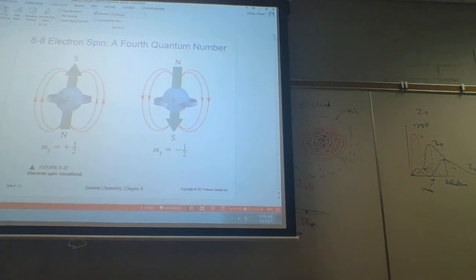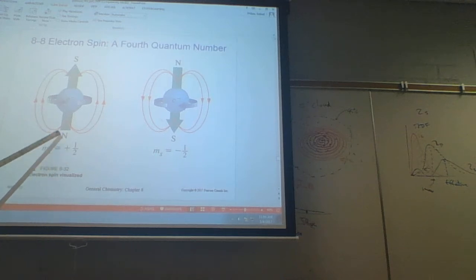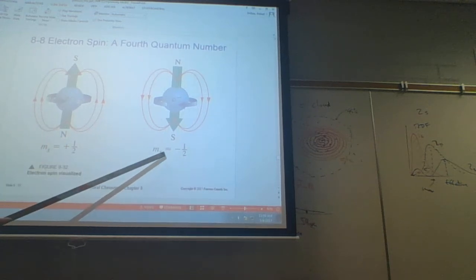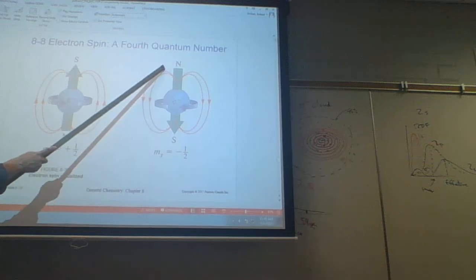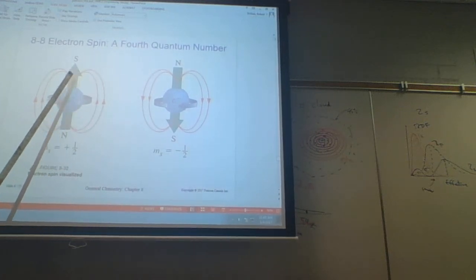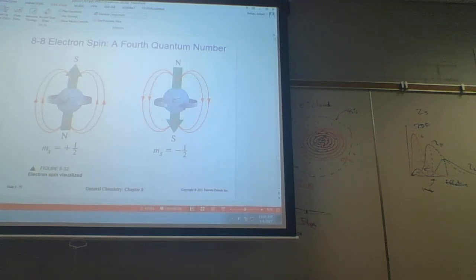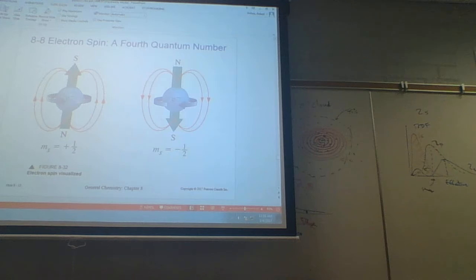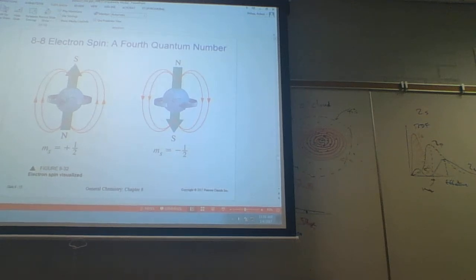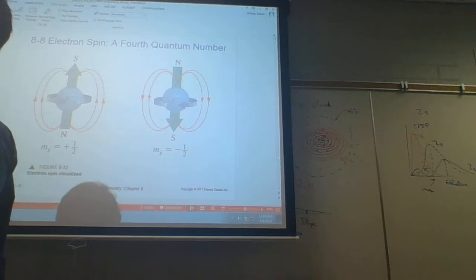And it turns out that there are only two spin orientations allowed. There's one that we call plus 1/2, shown here, and one that we call minus 1/2, shown here. And you don't have to know which pole is up or which pole's down. The arrow's pointing to the south pole here, which is fine. Usually we think the north pole's at the top, but it doesn't matter. We aren't going to worry about this so much.